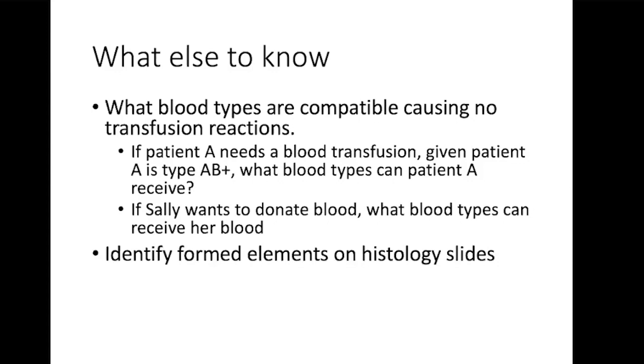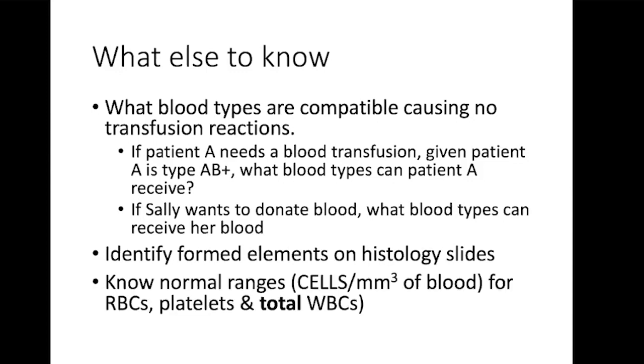You will need to be able to identify the formed elements on histology slides, the erythrocytes, thrombocytes, and the different types of leukocytes. Know the normal ranges for the erythrocytes, the platelets, and the total white blood cell count. In addition, know the functions of each one of the formed elements. Use your table 17.2 in the textbook for the normal ranges of the different formed elements.